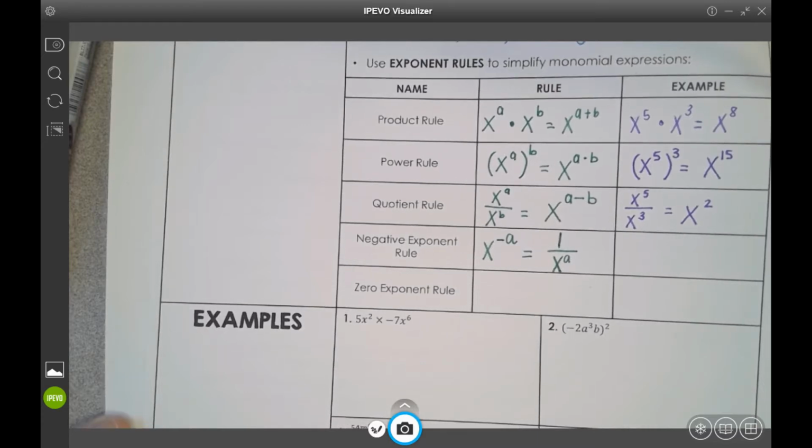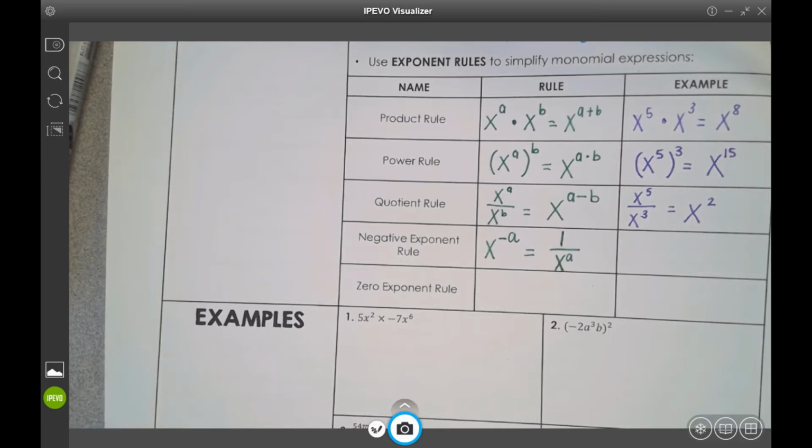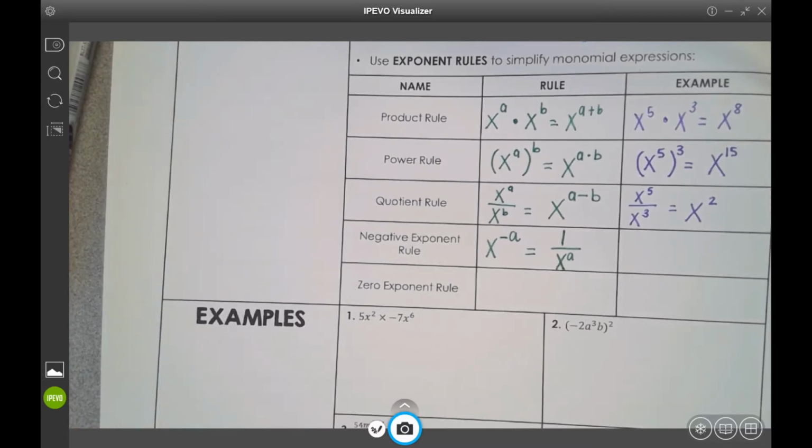Now, if it started out as a fraction and the negative was in the bottom, then to make it positive, you move it to the top. So it moves either way. If it's on the top, it goes to the bottom. Bottom goes to top. And then that a becomes positive.